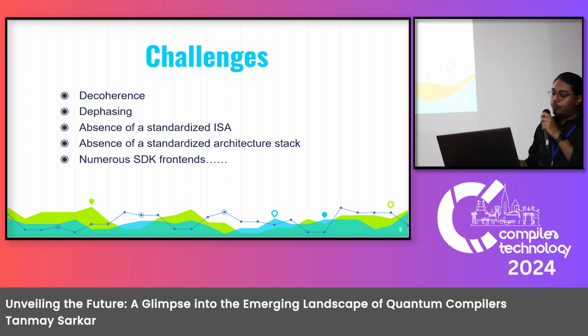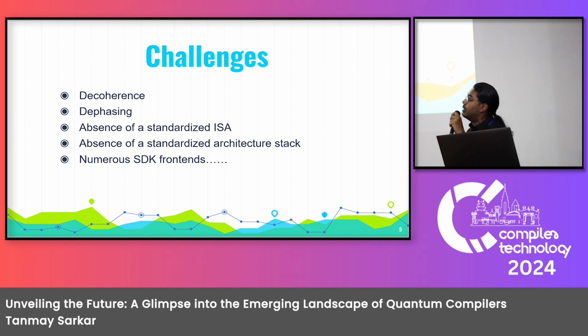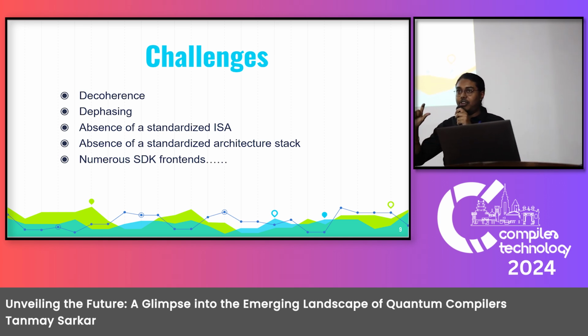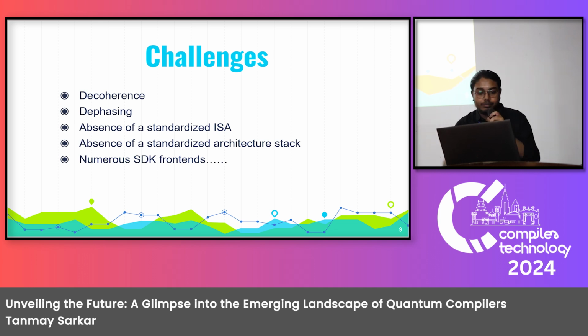The first two points, decoherence and dephasing, are basically the qubit errors that can happen. Decoherence you can think of like a bit flip: 1 became 0, 0 became 1. Dephasing is more quantum in nature. When you have a state in superposition, let's say 0 plus 1, and now it became 0 minus 1, the relative phase between them changed. That's known as dephasing.